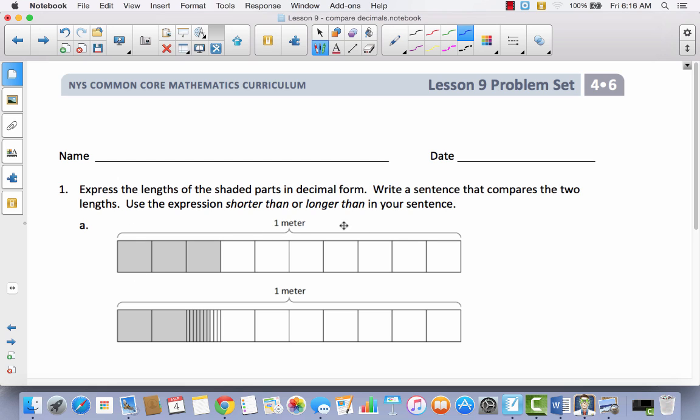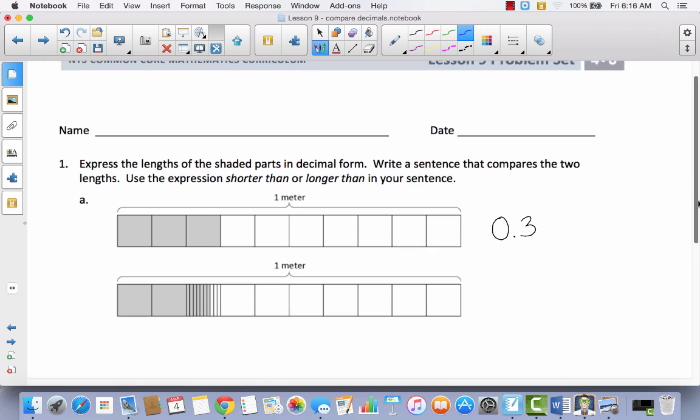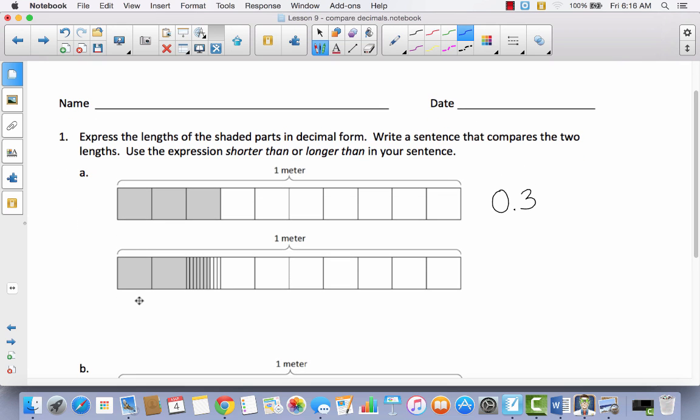These are tenths, right? And we have 1, 2, 3. So let's write this in decimal form. So we have 3/10. All right, and then the next one, we have 10, 20. So we have 2/10. So we can go ahead and put 2/10.